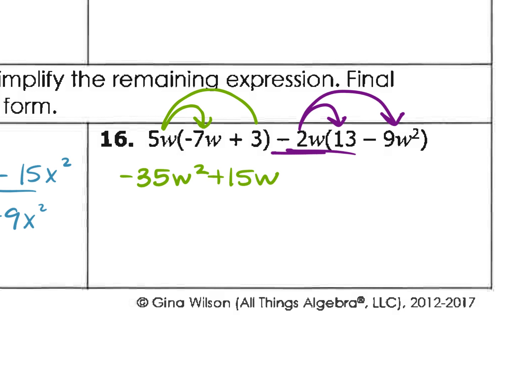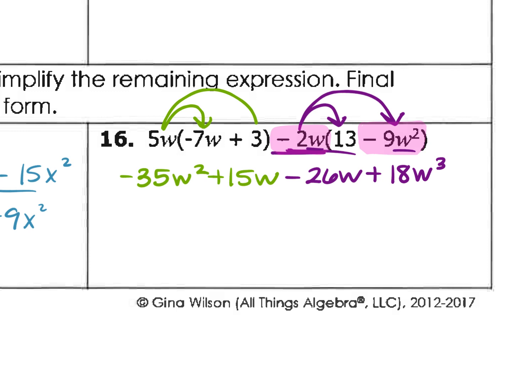So you get negative 2w times 13 is a negative 26w. Here's where it can get a little confusing at times. You have a negative 2w times a negative 9w squared. What is that? Negative 18w. Not negative though. Oh, positive 18? Yeah, so it's a negative times a negative, so it's positive, and then it's 18w, w times w squared is cubed.